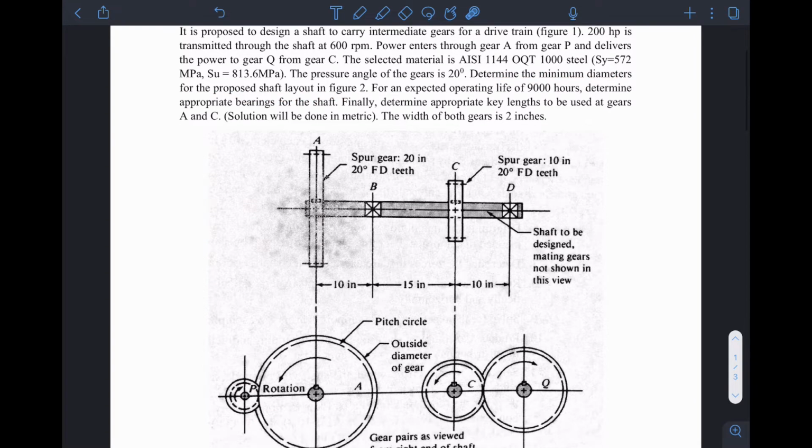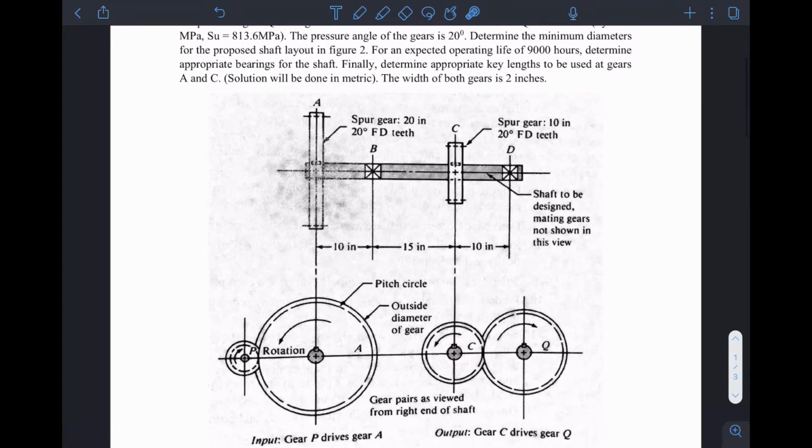Before we go into figure 2, let us look at what we have here. We have a shaft. This is just a rough schematic. We have the gears at points A and C, and at B and D, these are the bearings. So these will be the bearings that will be supporting the shaft.